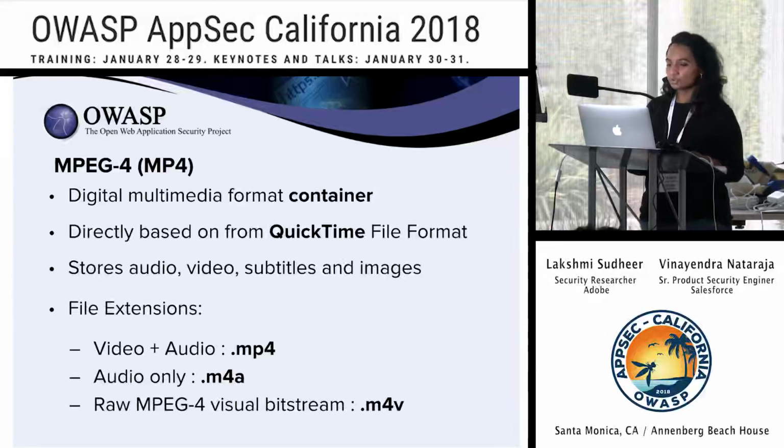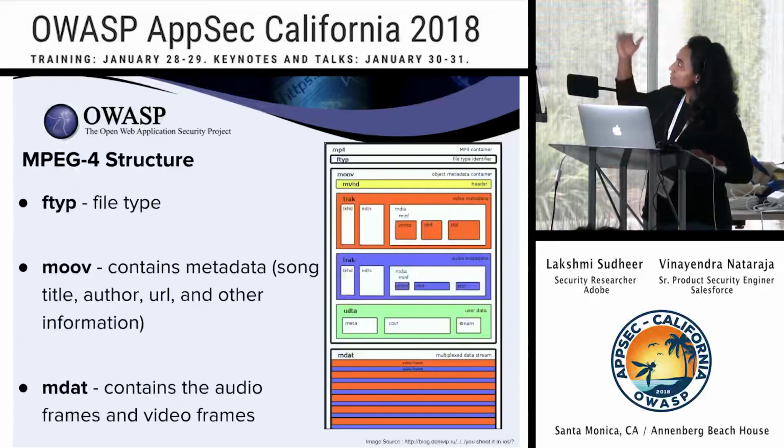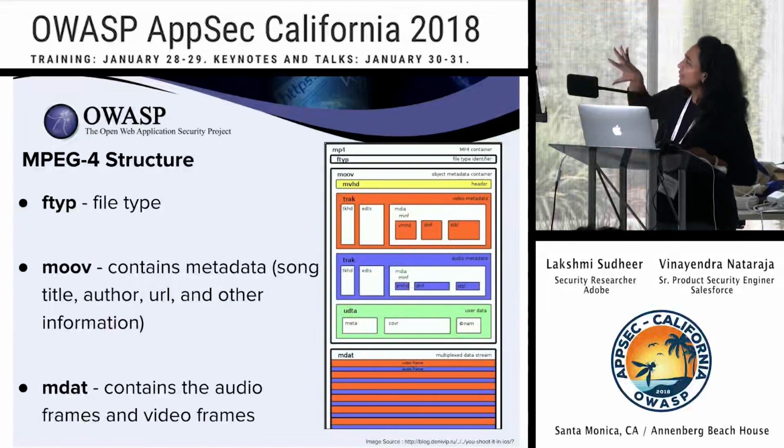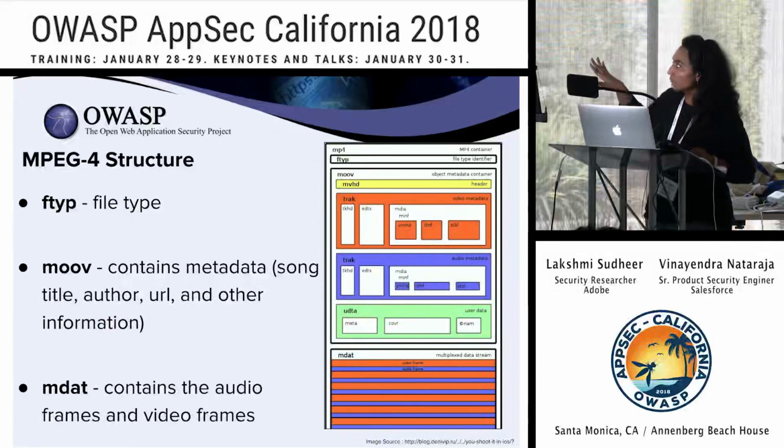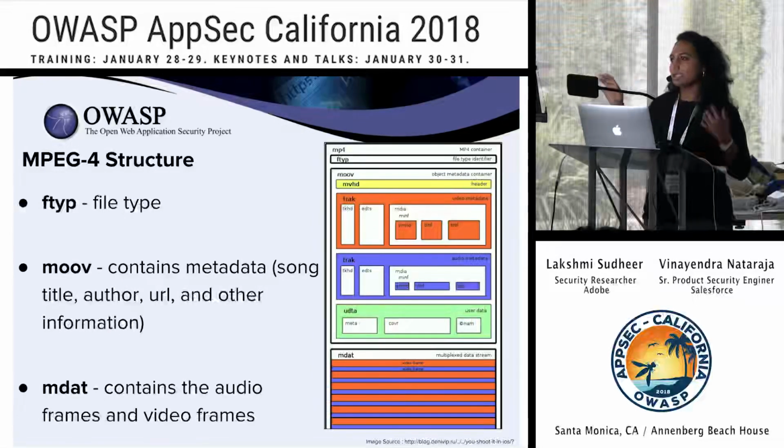Then we looked into the structure of this. It has three major parts. One is the file type, which is MP4, obviously, in this case. And then we have the metadata container, which contains tracks, subtitles, author, URL, all the required metadata. And the multiplexed data stream is where the actual audio and video frames are stored. So we understood that if we do any manipulations, it should just get into the metadata container. But that not being open source, we did not get much information about it.